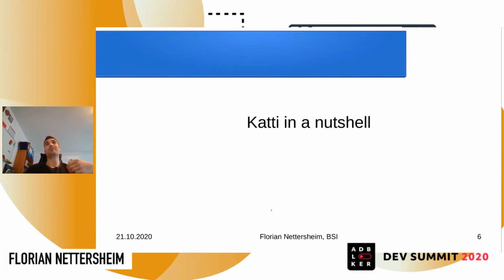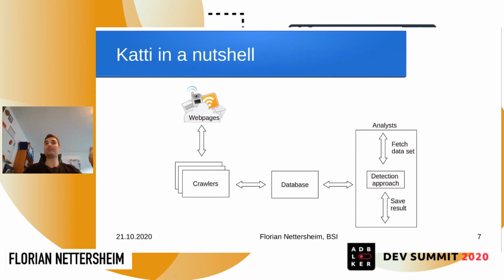This is the Katti in a nutshell slide. The graphic gives you a crudely simplified overview of the system. As you can see, Katti basically consists of two parts. The first is the crawling part, and the second is the analyze part. In the middle, you have a database, and a MongoDB instance is used as the database.